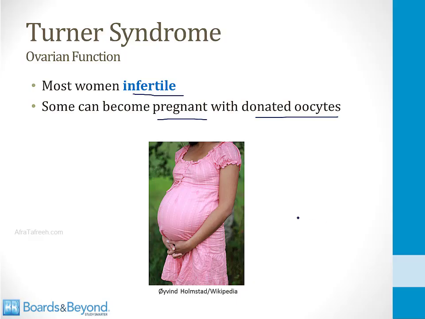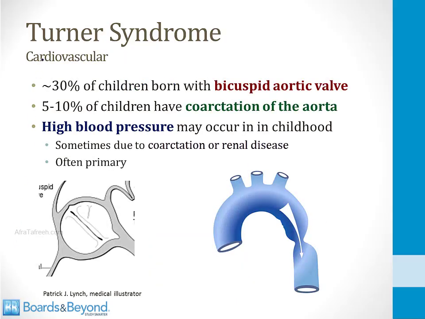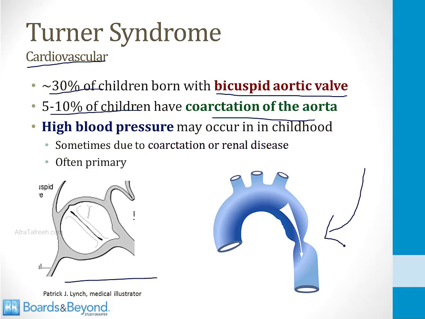It's very high yield for step 1 to know the cardiovascular complications of Turner syndrome, which I've listed on this slide. About a third of girls born with Turner syndrome have a bicuspid aortic valve. Normally, the aortic valve has 3 cusps, but in about 30% of girls with Turner syndrome, it has 2 cusps, as shown in this picture on the screen. Up to 10% of girls with Turner syndrome have coarctation of the aorta, as shown in this picture here. I discussed this in detail in the cardiology section in the video on congenital heart defects.